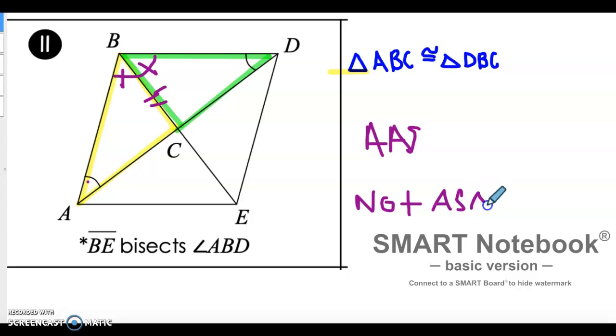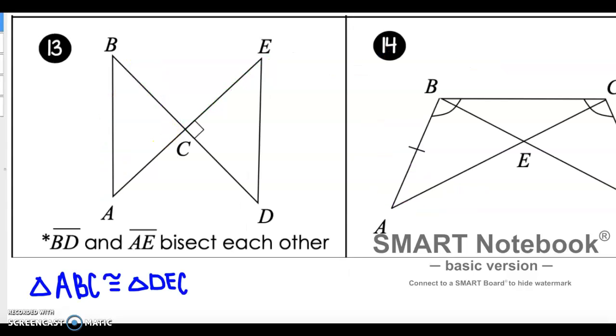Because for the angle, side, angle theorem, remember the congruent sides need to be in between the two congruent angles. So this is angle, angle, side. All right, on to number 13.